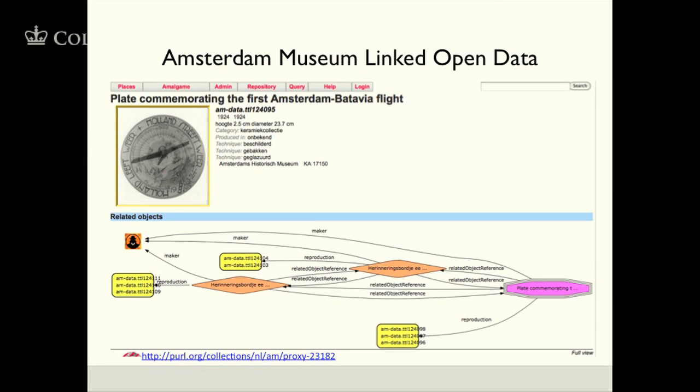Here we have a view, for example, from the Amsterdam Museum, which is also part of Europeana, of the components of the description of an object, which is a plate, interrelated in a way that they can relate to reproduction, maker, various types of elements, but also they can relate to external data. And this is the strength of linked data, the possibility to enrich all this information with pieces of content from other sources.